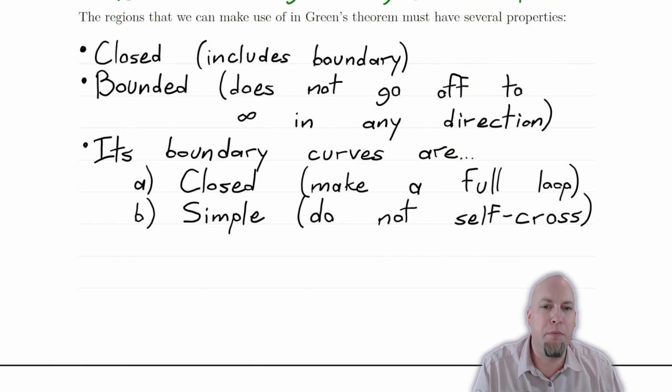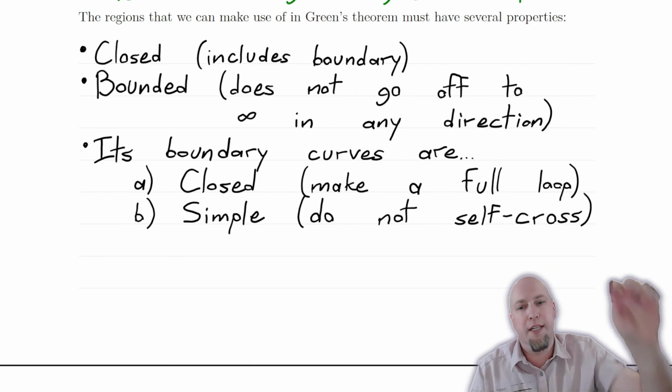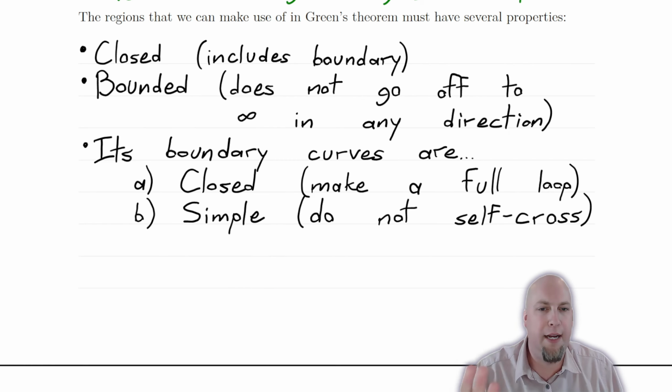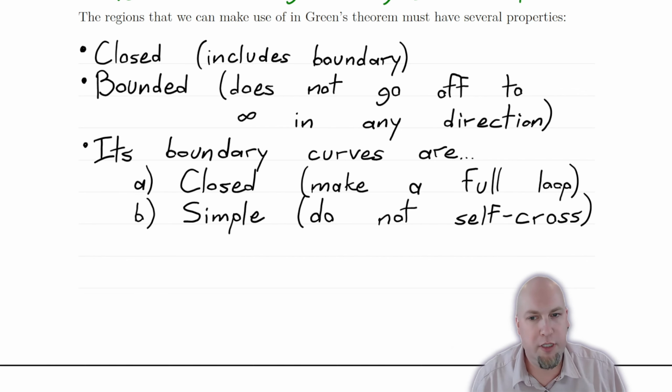It's got to be simple as well. What simple means for curves is that they don't cross themselves. So you don't have a curve that's going along and then comes back and at a different time crosses itself like that. No, that's not allowed for the boundary of the region. It's got to be a simple curve, no self-crossings.